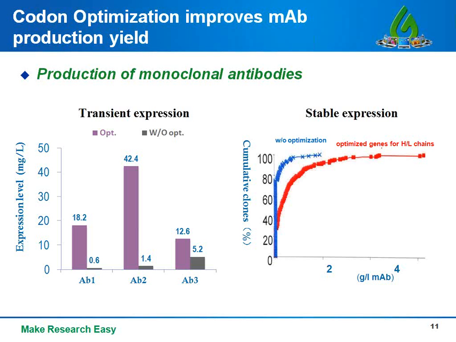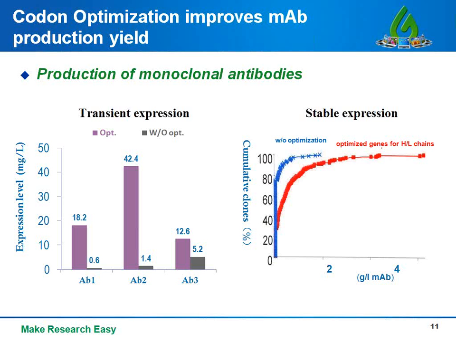Here you can see on the left, in a transient expression system, we tested 3 different recombinant antibody proteins. You can see that after codon optimization, the expression level was increased between 2-fold and up to 30-fold. In a stable expression system on the right, our codon optimization technology significantly improved the yield of our pool of positive clones. You can see from how this curve is shifted that a much higher share of the clones were producing significant levels of MAB.